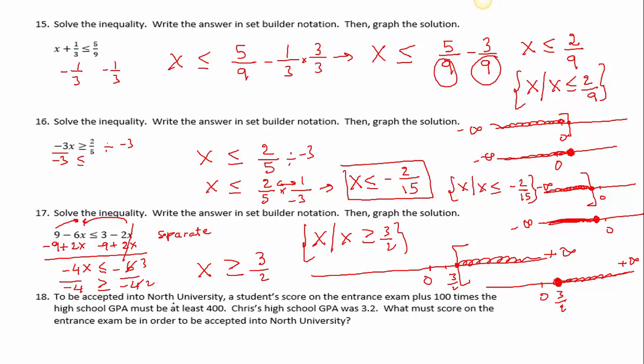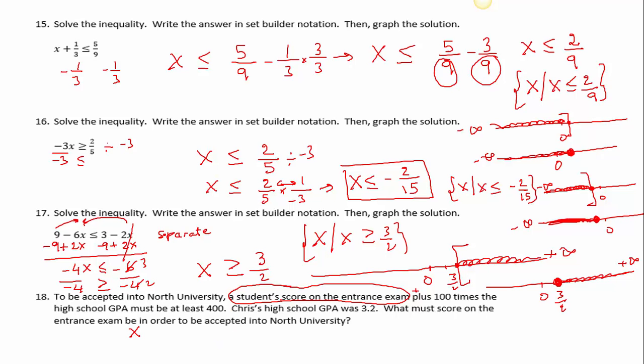To be accepted in North University, a student's score on the entrance exam is very important. The student's score on the entrance exam plus 100 times the high school GPA must be at least greater than or equal to 400. Chris's high school GPA was 3.2. So we're given the high school GPA here. What must the score on the entrance exam, let's call it x, be in order to be accepted?